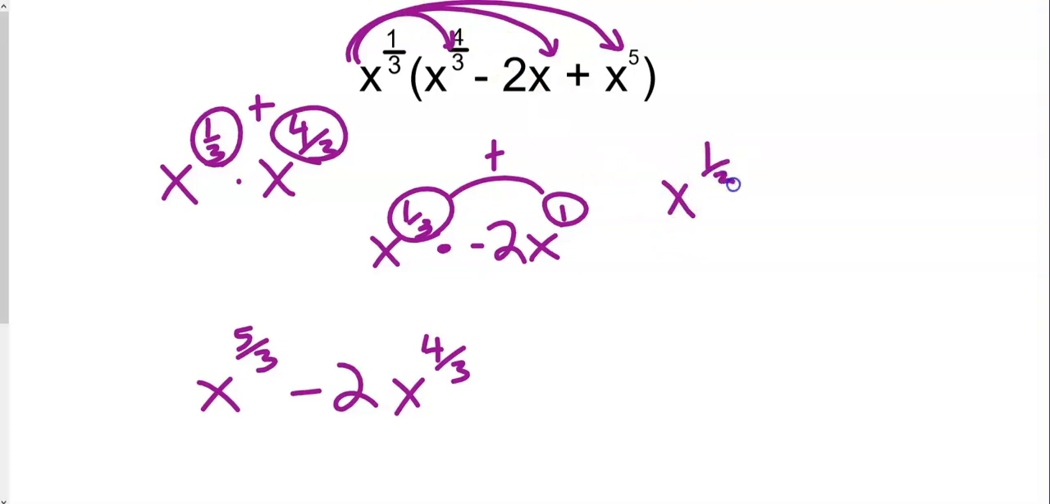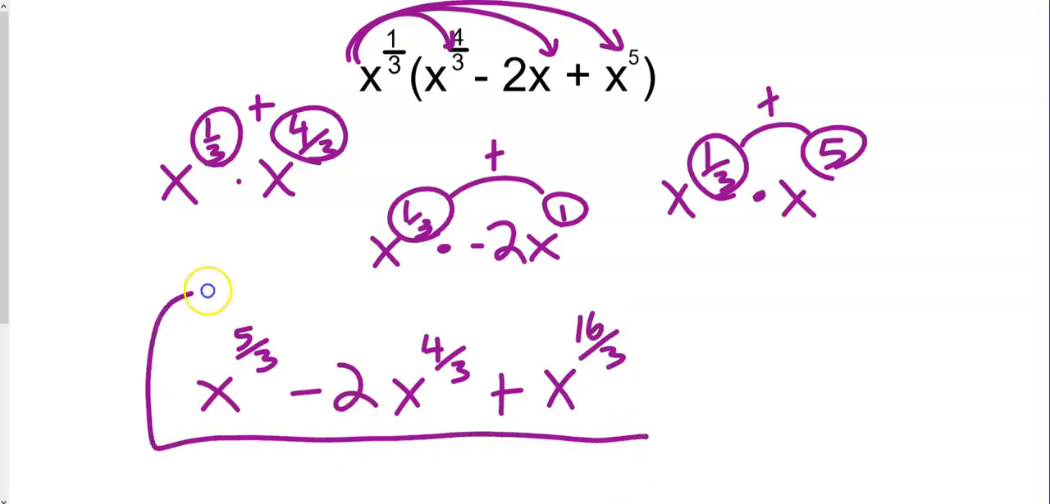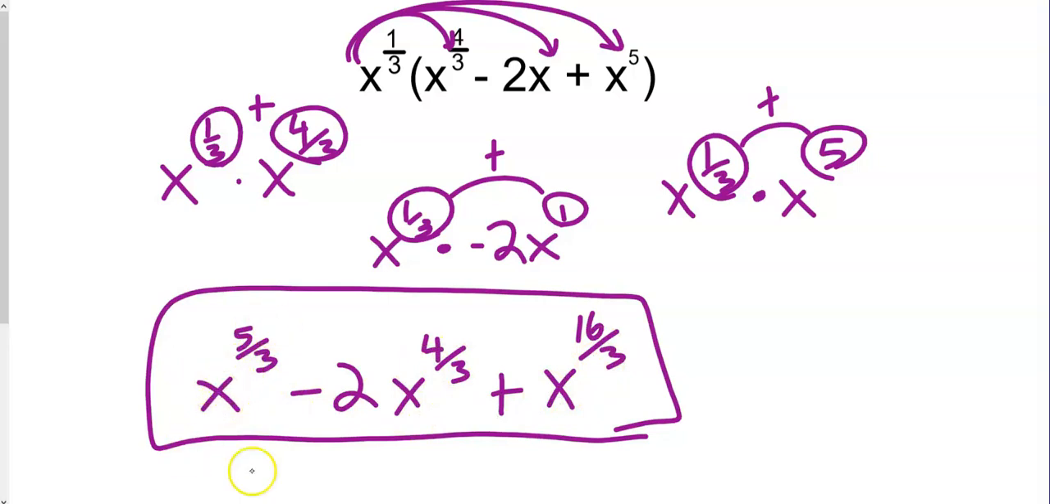And then the last guy that we have is x to the 1/3 times x to the 5th. Again, let your calculator do the adding. And that will give us plus x to the 16/3. And nothing gets together because none of these variables are the same. X to the 5/3 is not the same as x to the 4/3. X to the 4/3 is not the same as x to the 16/3. Okay? So that's it. It was just distributing. And when you distribute through, you're going to add those powers. Okay?